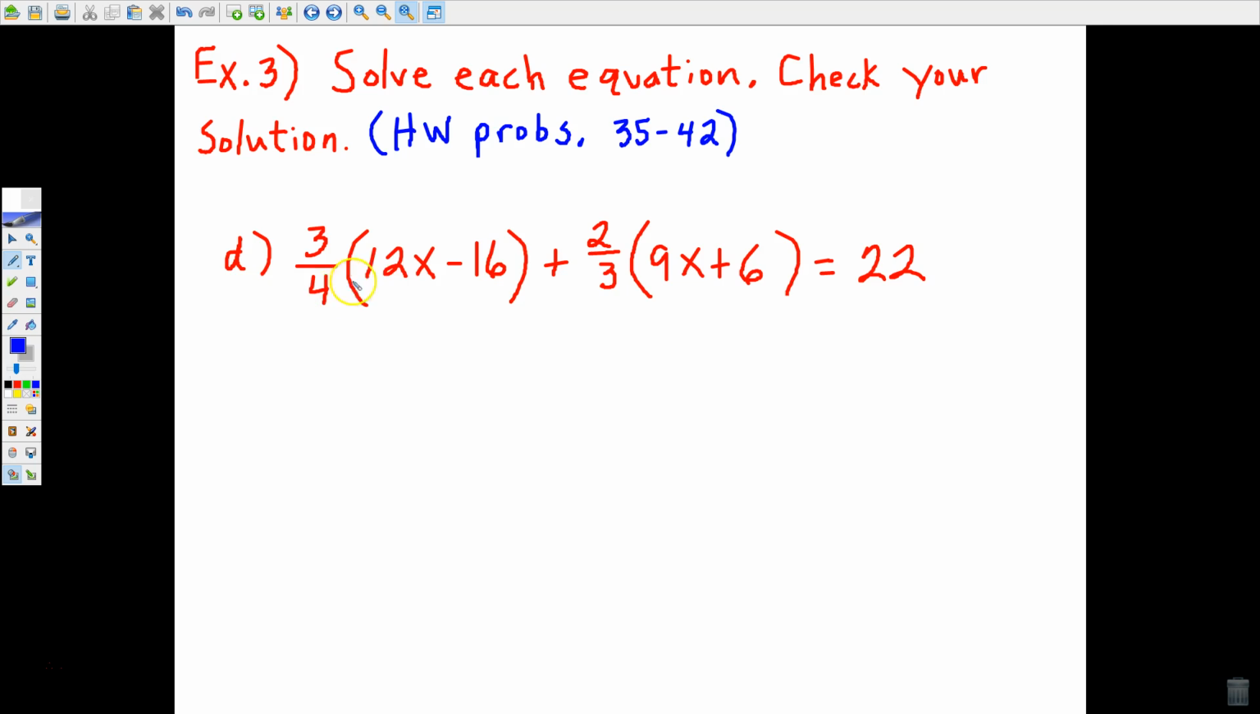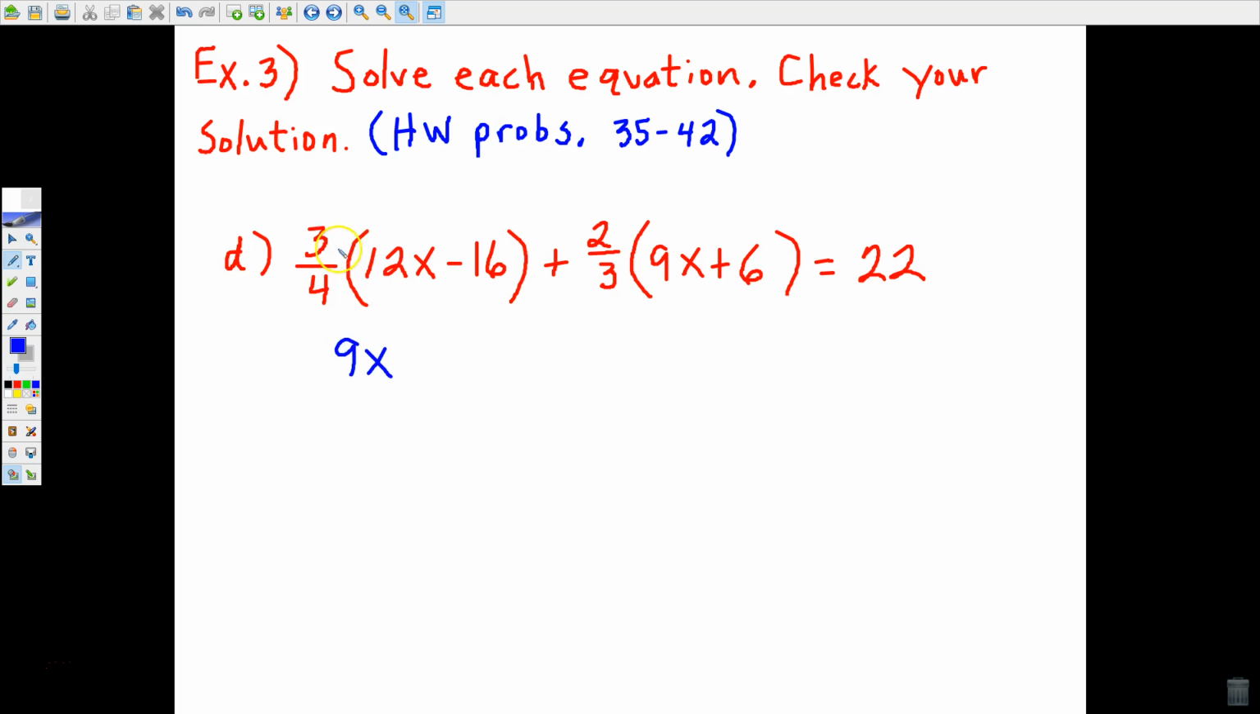I'm going to divide 4 into 12. Okay, 4 goes into 12 3 times, and then I'm going to take 3, which is the result, and multiply by this numerator. 4 into 12 is 3. 3 times 3 is 9. So when I multiply 3/4 times 12x, I get 9x.